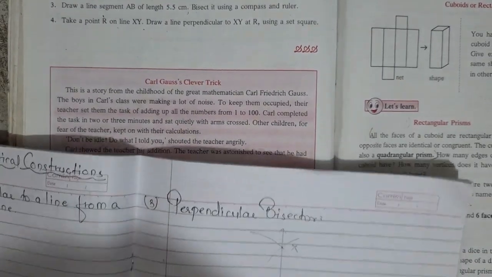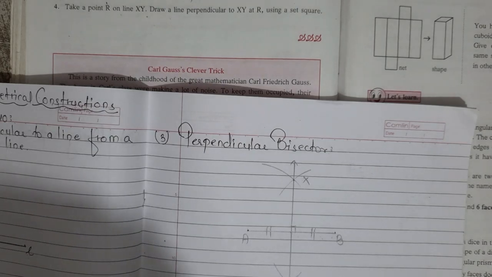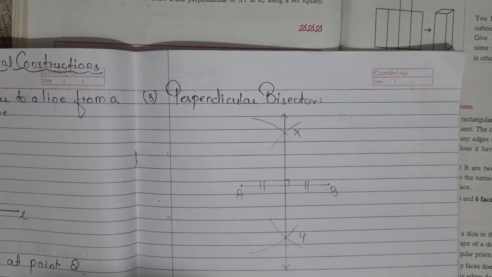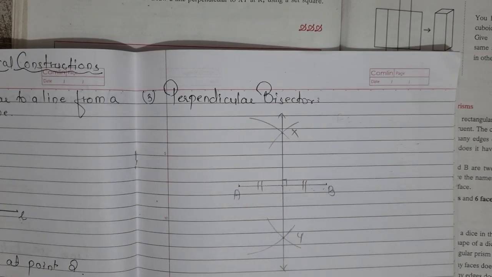So I hope you have understood how to draw a perpendicular to a line from a point outside the line, and also how to draw a perpendicular bisector. In the next lecture we will start our new chapter, that is the last chapter, 3-dimensional shapes.